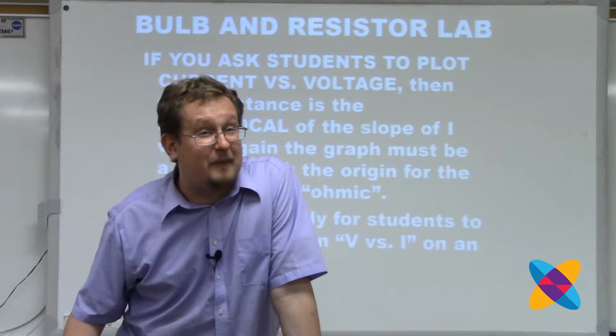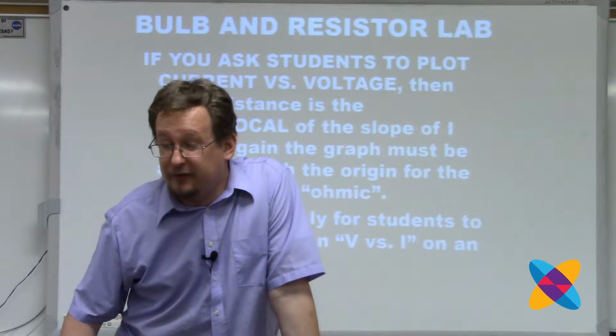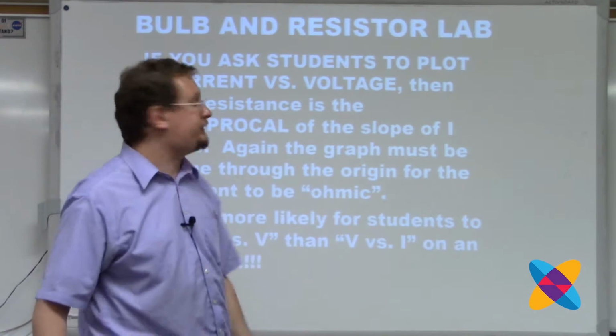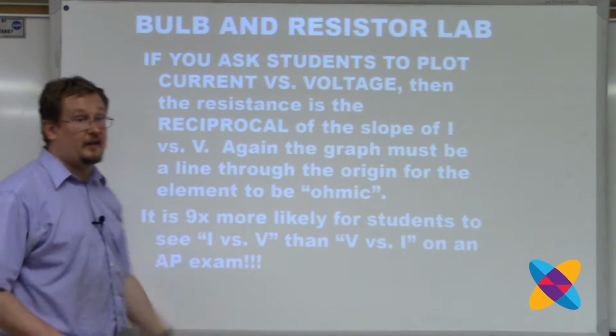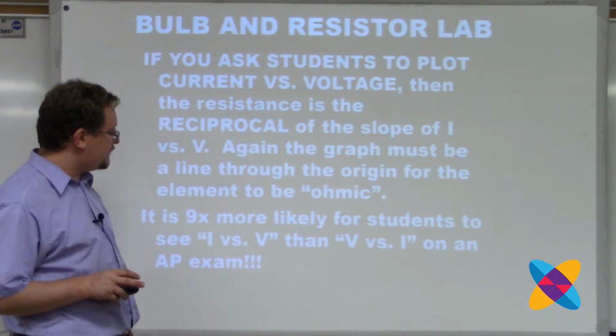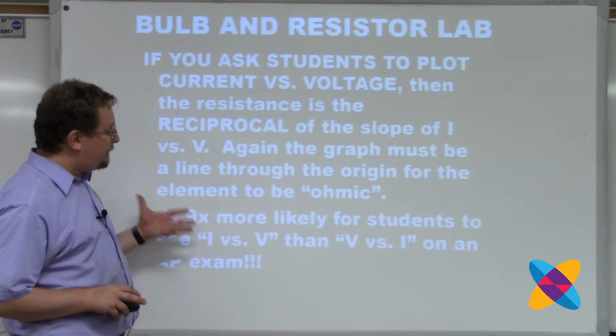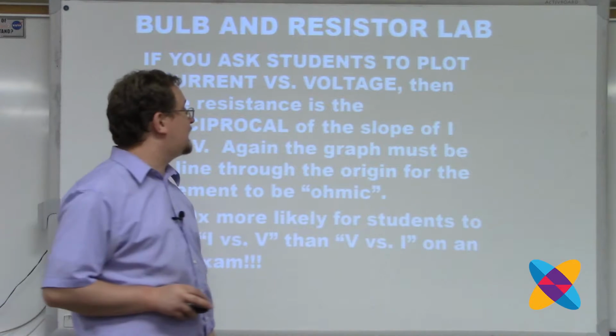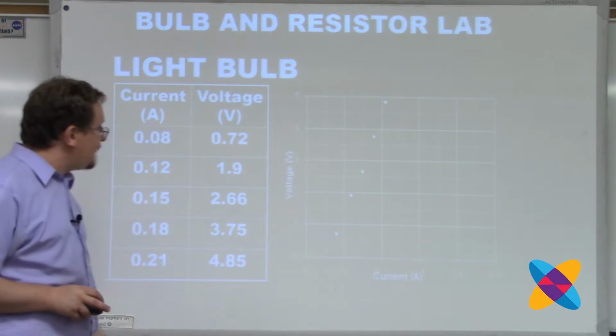Potential difference is chosen by the battery. It's not chosen by the resistor or anybody else. But the current depends on the potential difference. That's why real electrical engineers are always doing current versus voltage. But that means you need to prepare your students for seeing current versus voltage and taking the reciprocal to get resistance. All right, here's my data for the light bulb.